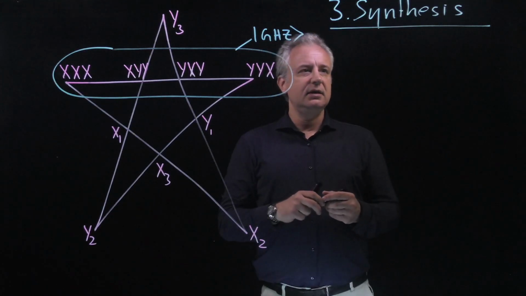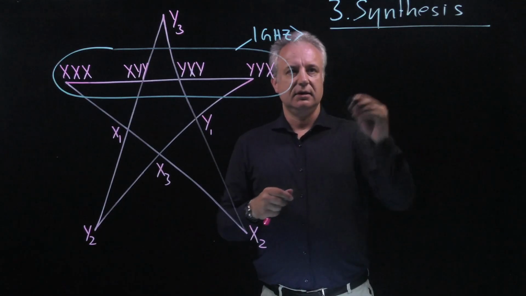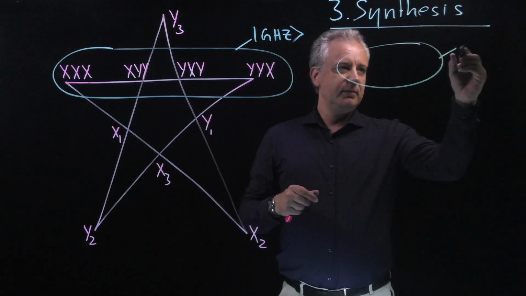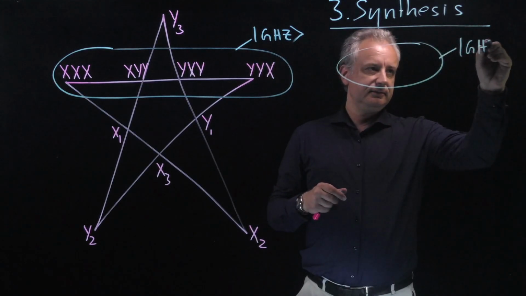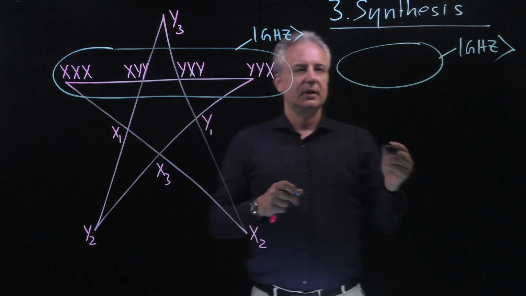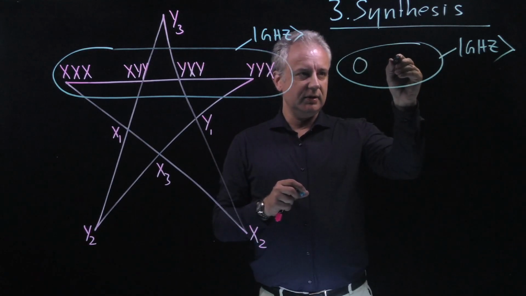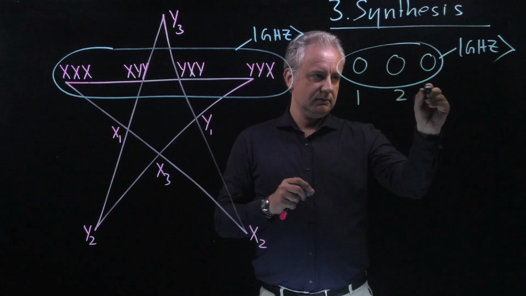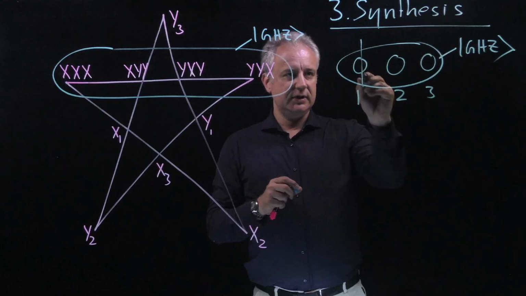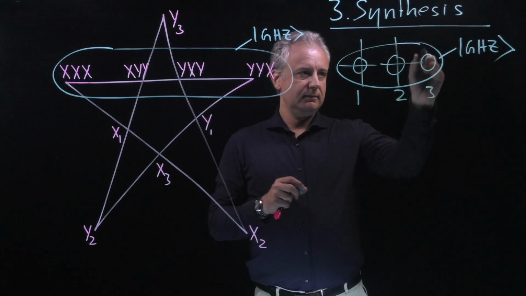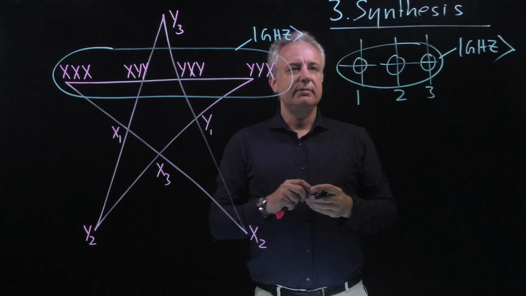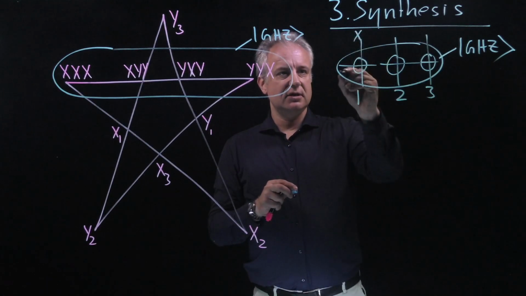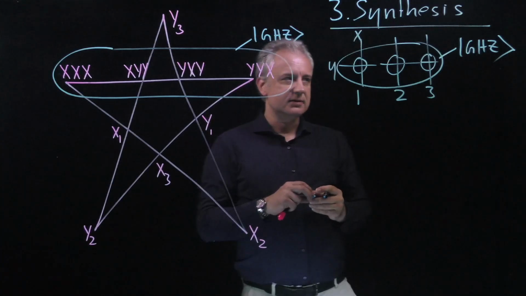Okay, but let's begin with our setting. So we have our Greenberger-Horne-Zeilinger state with 3 qubits. So let's label them. And each of these qubits is now measured in one of 2 bases, namely the X basis or the Y basis.